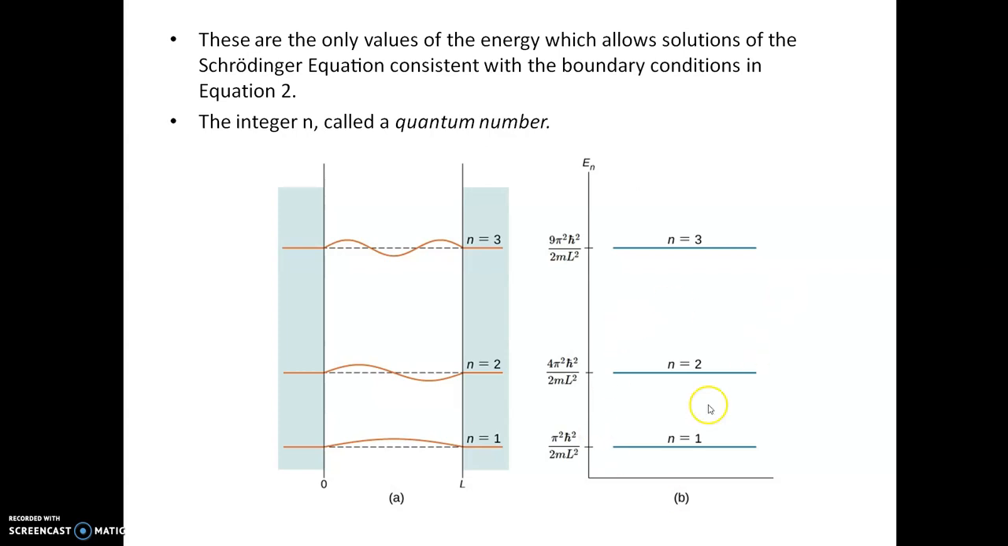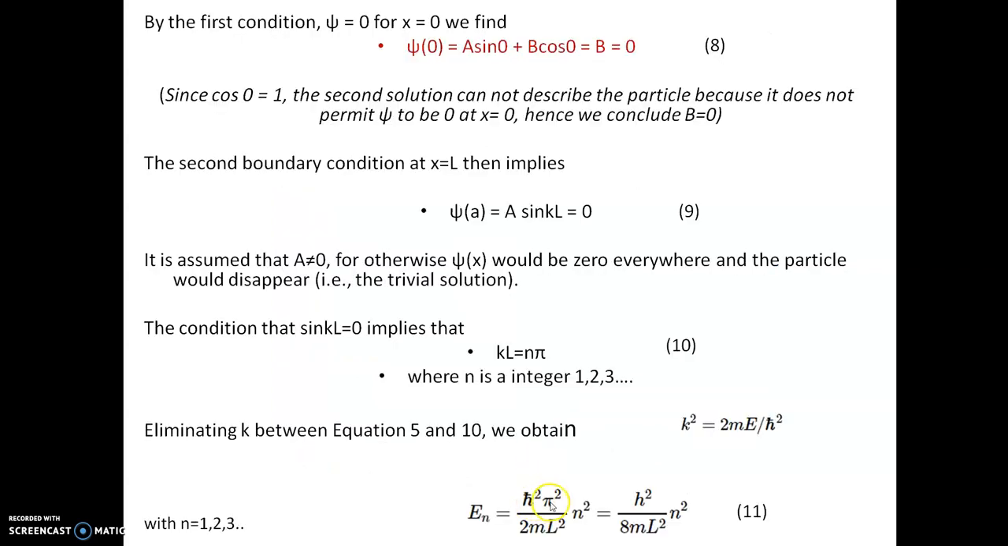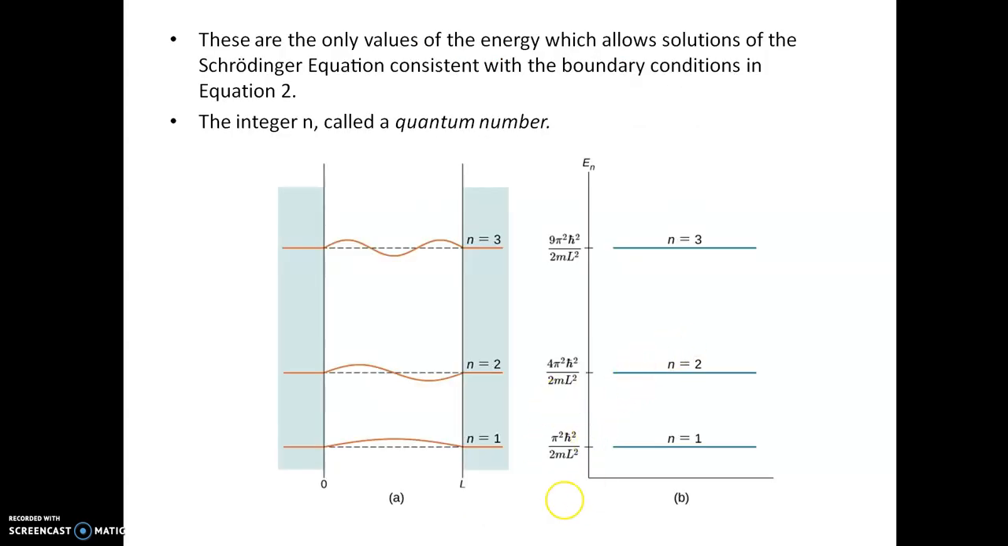For example, suppose the particle is existing within the boundaries between 0 to L at the ground state, then n will be equal to 1. So E is equal to h cross squared pi squared by 2m L squared into n squared. In the place of n squared, just substitute the ground state value, that is n is equal to 1. So you are getting pi squared h cross squared by 2m L squared.